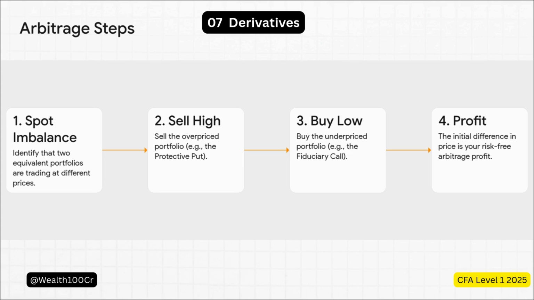Third, you use that money to buy the cheap basket. And fourth, the money that is left over in your pocket is your risk-free profit. You are basically helping the market fix its own mistake, and it pays you for your help.